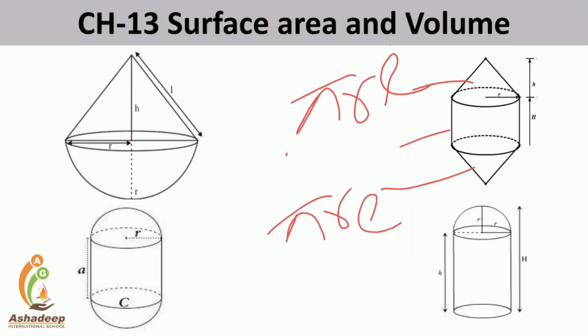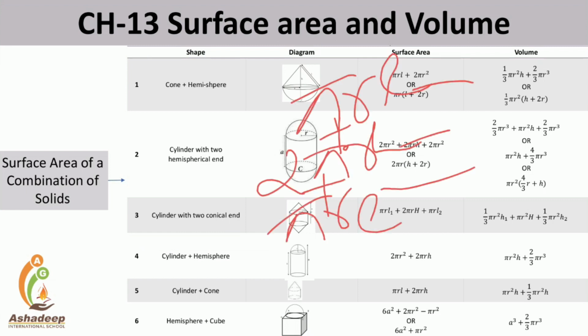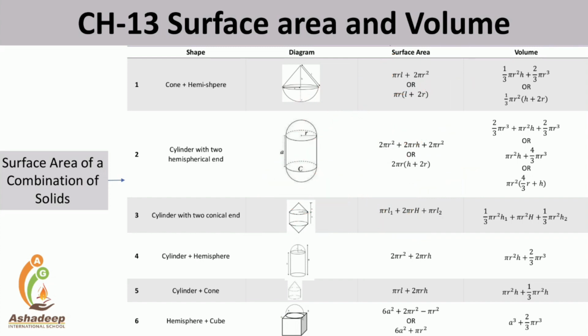What about the cylinder? That is 2 pi r h. Now we simply have to add these three, right? See here, pi r l1 plus pi r l2. Why l1 and l2? Because if the slant height is different, then we have to consider a different notation, right? And here the 2 pi r h, right?